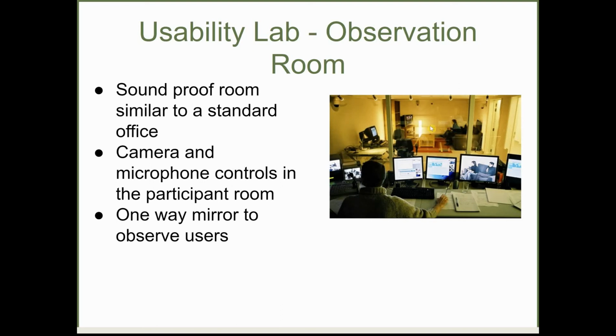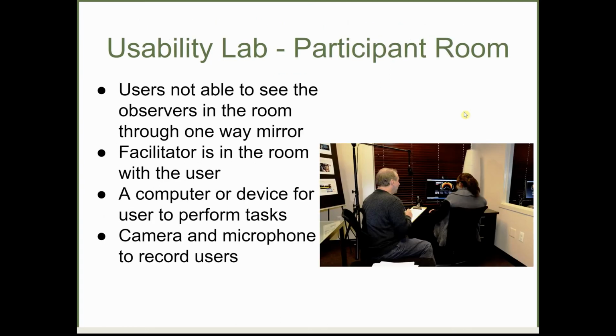There are cameras in the usability lab, and the observer is able to look at the user's expressions and also what they're doing on the screen of the computer. And by the way, there's a mirror between the observation room and the user room, and this mirror is one way, meaning the user in the usability lab is not able to see who is sitting in the observation room.